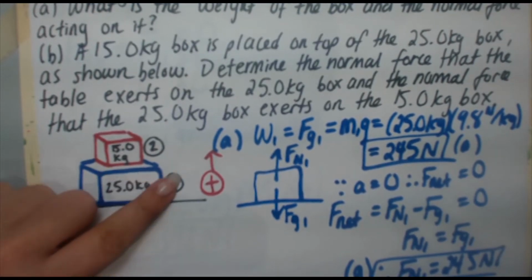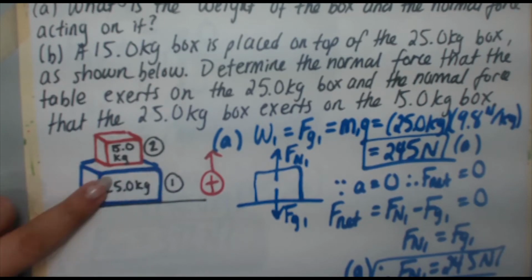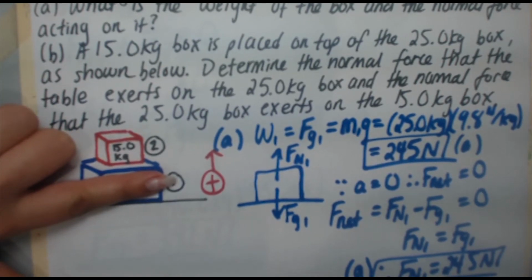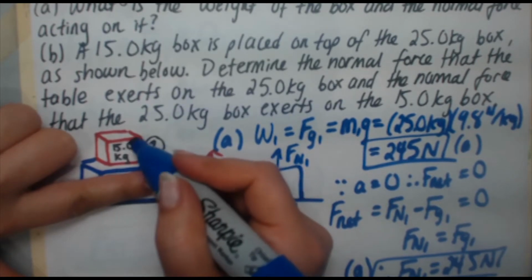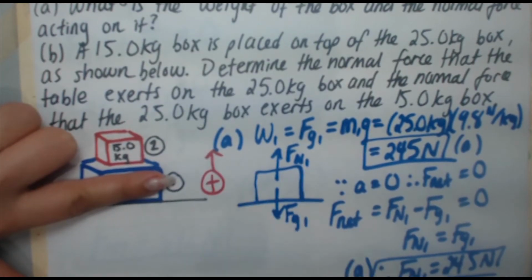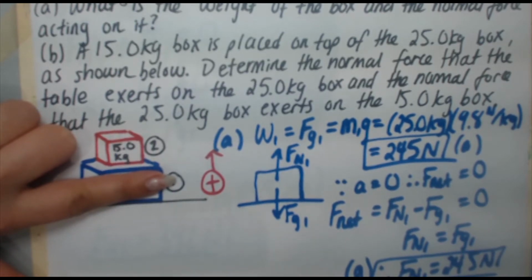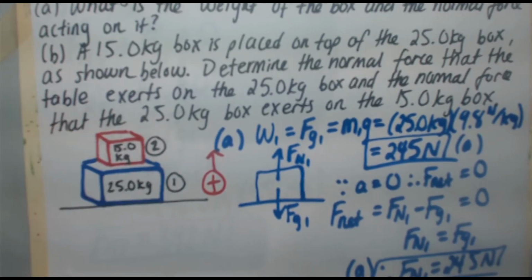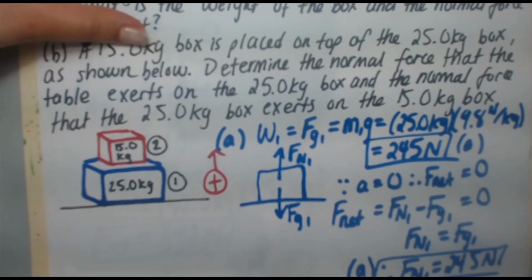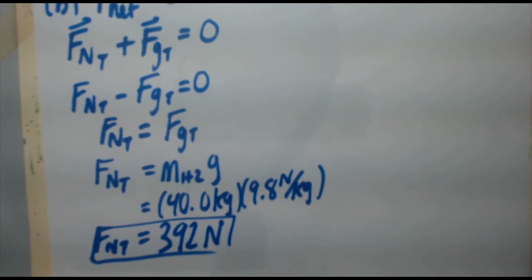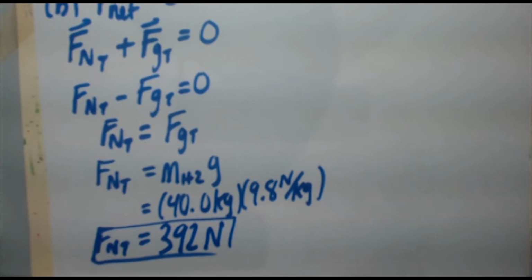Assume that this is just another table, and imagine the mass was not given to you. Your 15 kilogram box is sitting on some kind of table, and its weight is pushing down on this table, and the table is pushing back up with a normal force equal in magnitude to its weight. So that's what the 25 kilogram box is doing. It's pushing back up equal in magnitude to that box's weight.